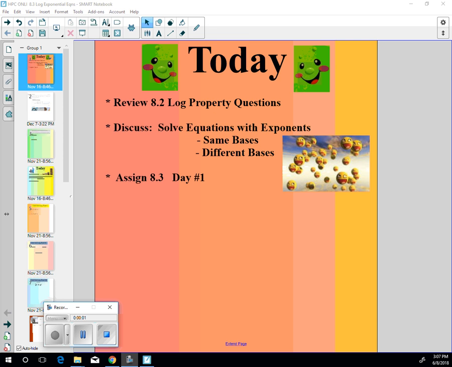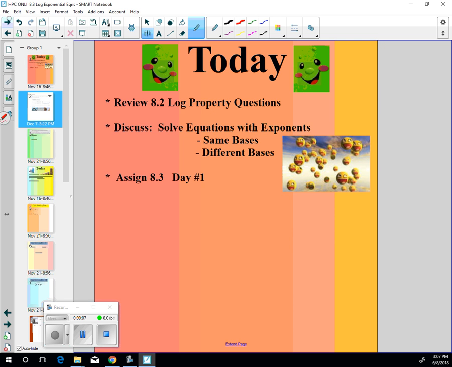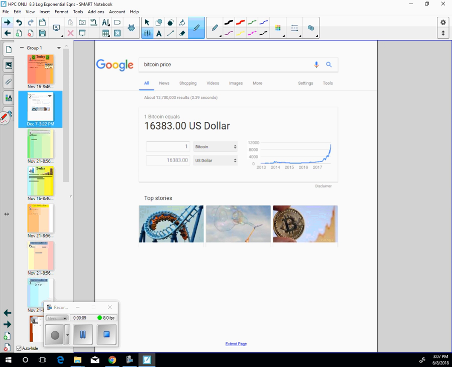Next, let's look at some equation solving. We're going to do equation solving of exponents, and then we'll get to logs after that. Just wanted to show you this Google shot we made of a slide. Mr. Server noticed that Bitcoin was changing its value, and it was 0 or close to it around 2013.